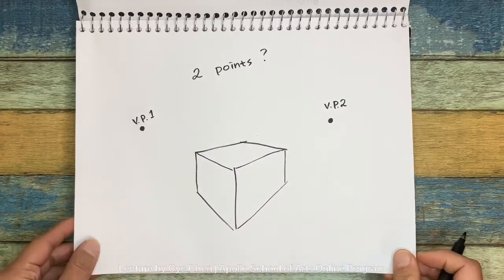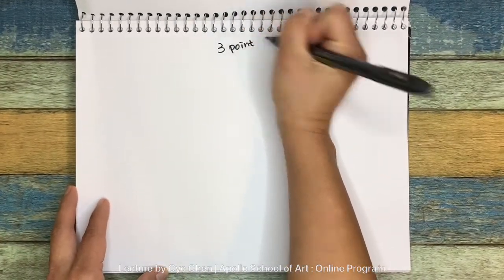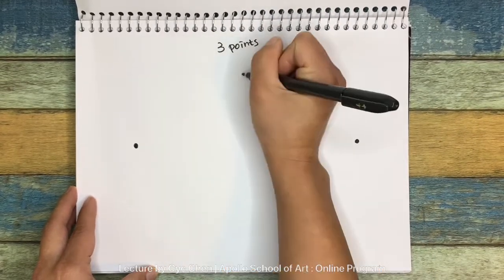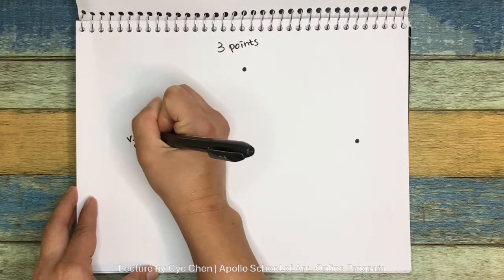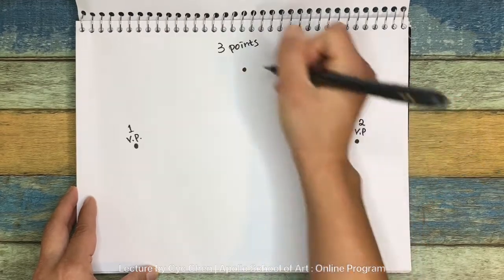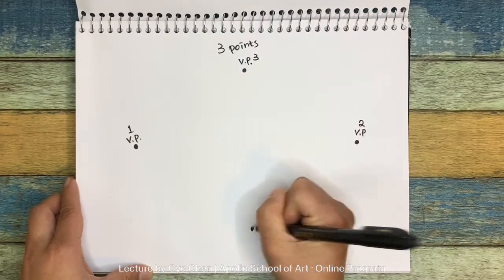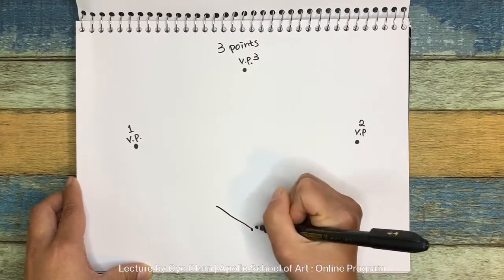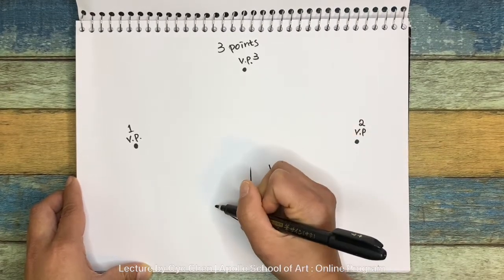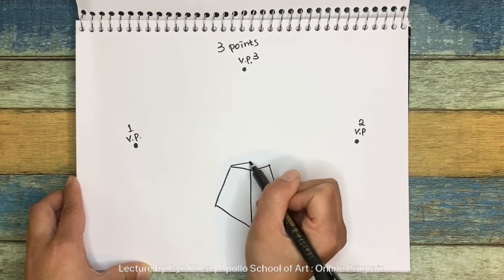Alright, so do you know what we mean by 3 points? We use 3 points to create a 3D object. So we will say VP1, vantage point 1, vantage point 2, and vantage point 3. We use the 3 points to create a 3D object. Alright, so let me draw it. So it looks like that.